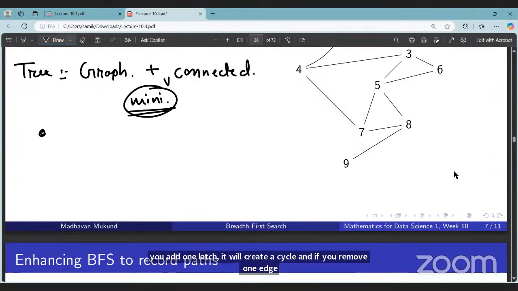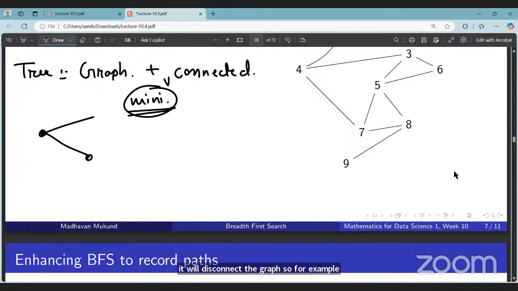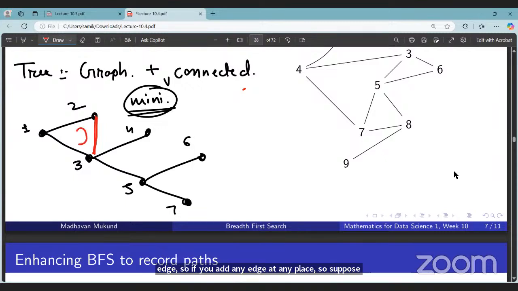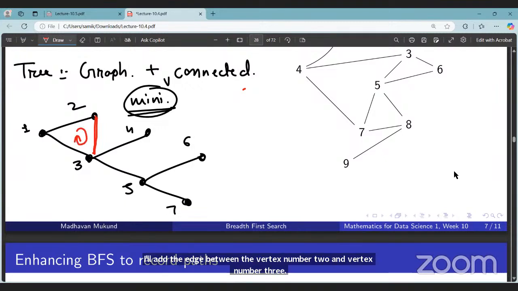For example, suppose we have this graph with some vertices. This is a minimally connected graph because if you add any edge at any place, suppose I add an edge between vertex 2 and vertex 3, the addition of this edge creates a cycle. So this is one criterion.